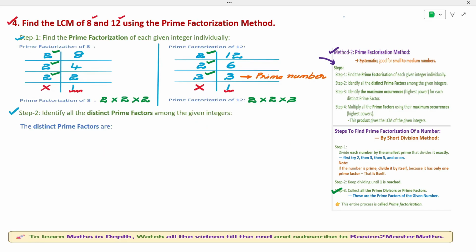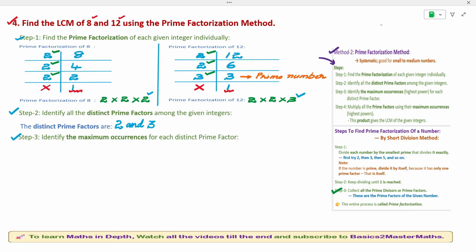Step 2. Identify all the distinct prime factors among the given integers. In this case, the distinct prime factors are 2 and 3.